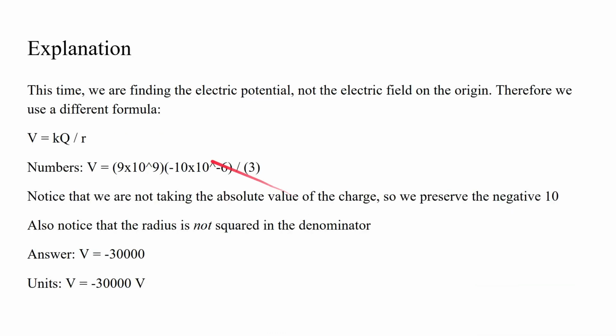So this time we are finding the electric potential, not the electric field on the origin, therefore we use a different formula. So use V equals KQ over R, plug in the numbers once again. We are not taking the absolute value, so this time we do plug in the negative 10 for Q1. And also notice that the radius is not squared in the denominator, so we are not squaring the 3. You should have gotten negative 30,000 volts. That is the unit for this portion of the FRQ.